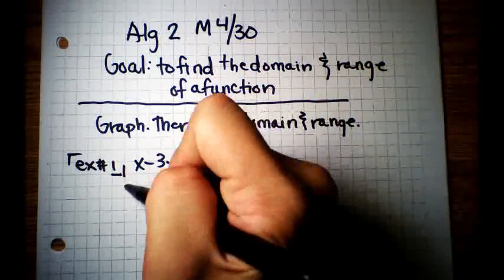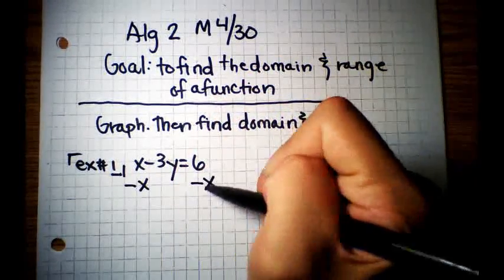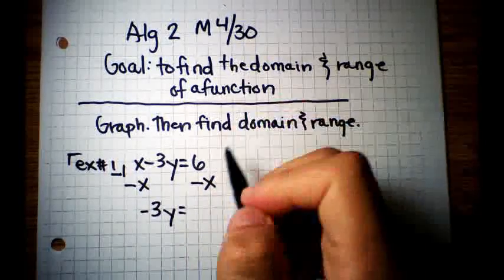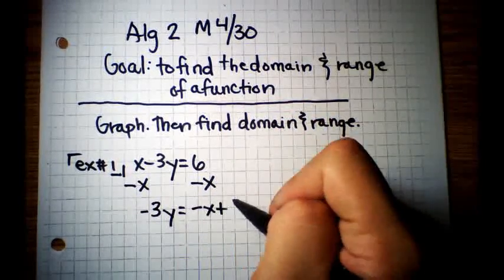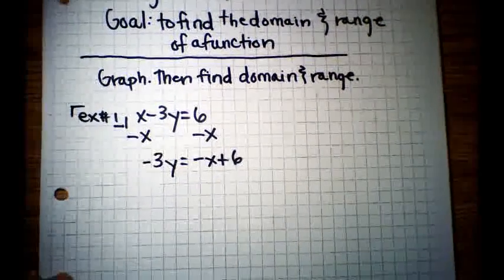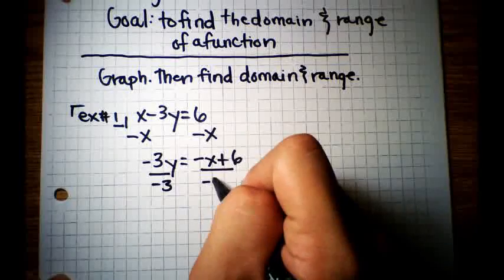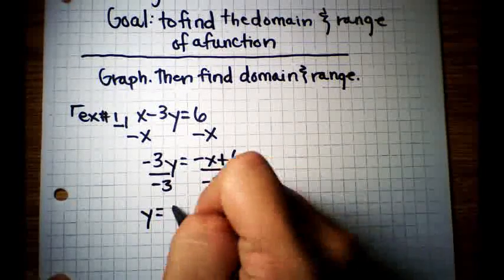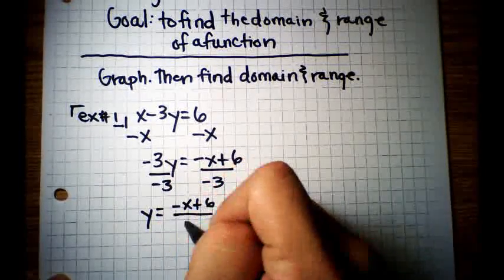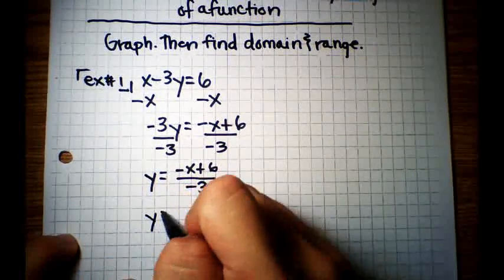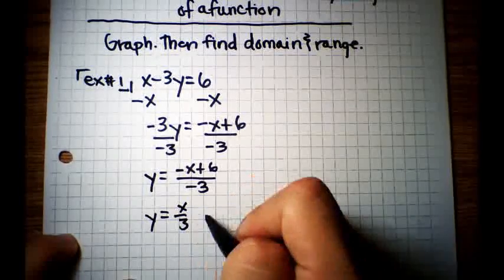We're going to subtract x on both sides. Subtract x on both sides. We have negative 3y is equal to negative x plus 6. And then afterwards, we're going to divide both sides by negative 3, y is equal to negative x plus 6 over negative 3. We can split this up into 2 fractions. This is going to be y is equal to x over 3 minus 2.